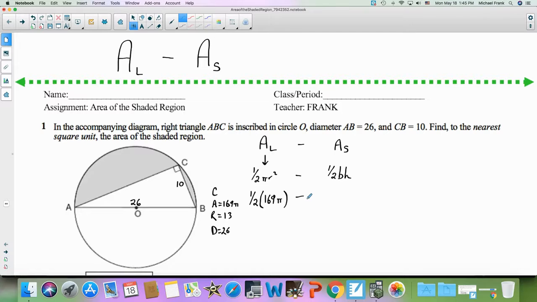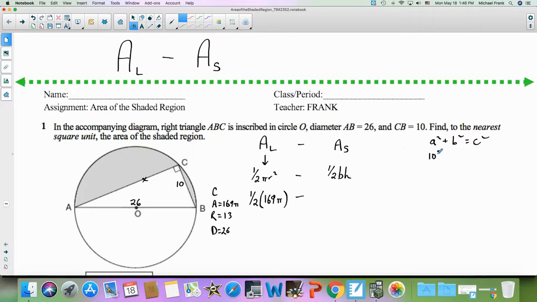Well, I need to subtract from that semicircle the area of that triangle. However, it's important to remember that bases and heights are always perpendicular. So while this 10 could be the base, it's this side right here, AC, I'll put an X there, which is going to be the height. And we need to remember that the only way we can find a third side of a right triangle, given two sides, is through the Pythagorean theorem. So on the side of my paper, I'm going to say a squared plus b squared is equal to c squared.